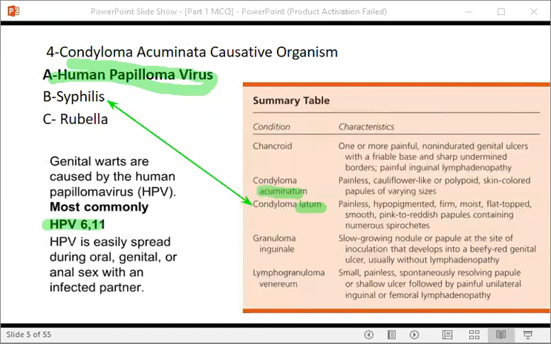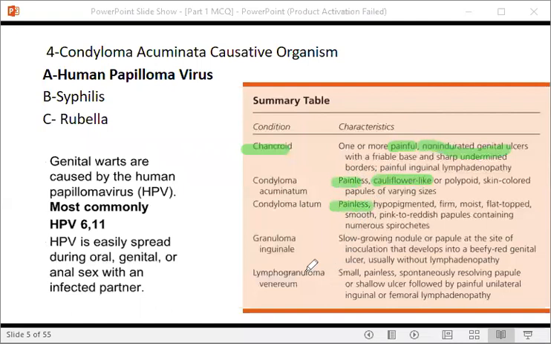Always remember that chancroid, and this is another MCQ, is one of the painful ones and it is non-indurated. It is caused by Haemophilus ducreyi. Condyloma acuminata is cauliflower-like. What does cauliflower mean? It's a lot of blisters, and it is painless like condyloma lata.